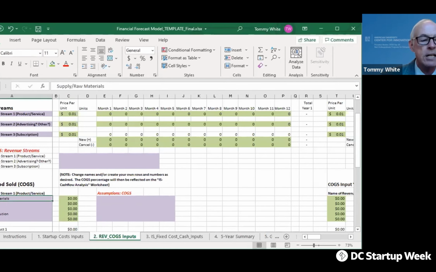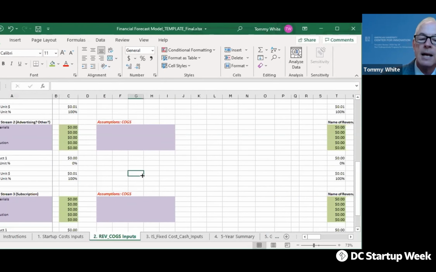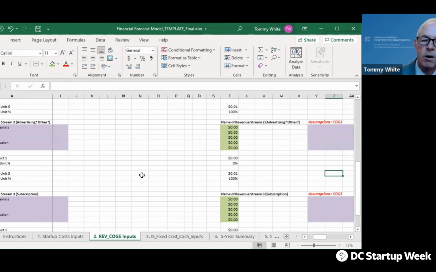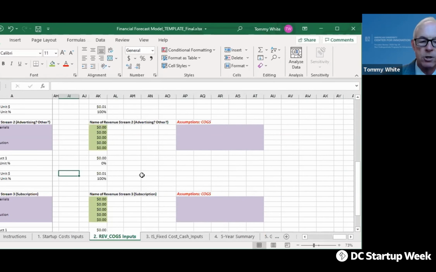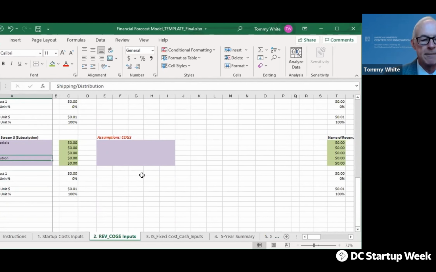But again, I've set up for each one of these your potential cost of goods sold, how much it would be for each of these, and of course your assumptions. And this is for all three of your revenue streams. So you see revenue stream 1, revenue stream 2, and then revenue stream number 3. And again, these go all the way out for your 3 years, okay, in terms of the numbers going out. So you would have a reflective of your price and cost of goods sold for each of your different 3 revenue streams that you might have.